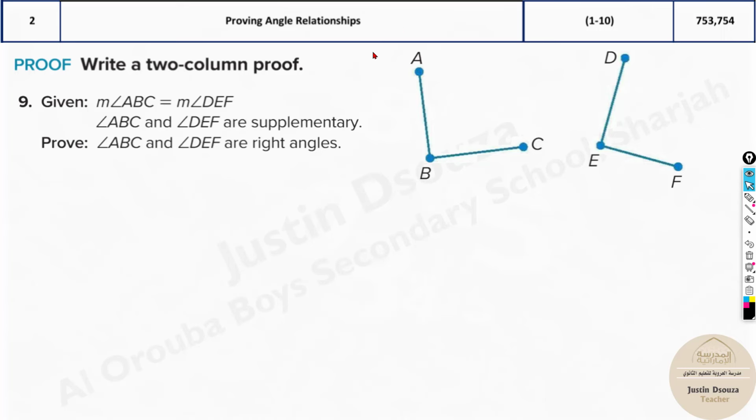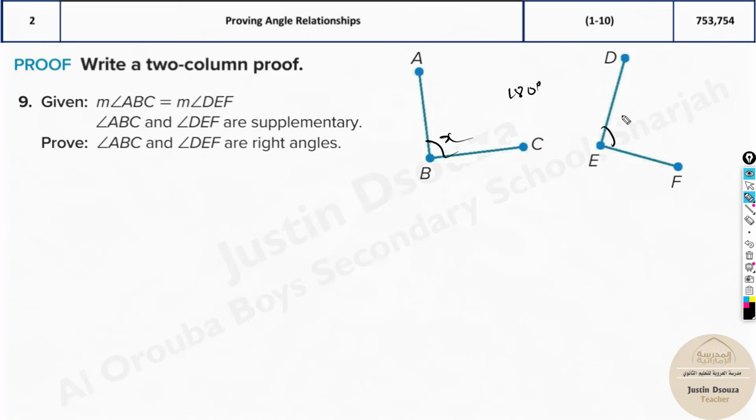And similarly over here we have one more problem. ABC, given is the measure of ABC, that is ABC and DEF, they are equal. So now you can see this and this is equal. What about ABC? ABC and DEF are supplementary angles. When you add these both up, it will be 180 degrees. Now ABC and DEF, we need to prove they are right angles.